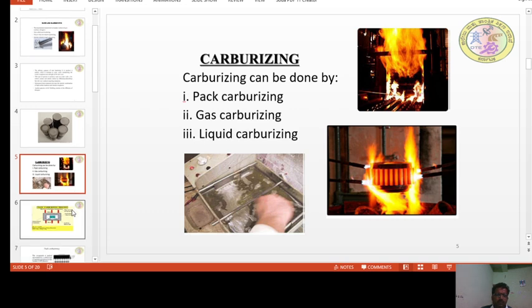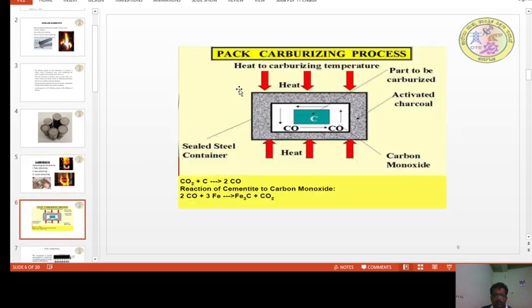Let us move on to pack carburizing. This is a steel container, the outer line, and inside this we have an empty space. In the empty space, we have kept a component, the part to be carburized, and around this we have filled activated charcoal, and this entire container is heated.